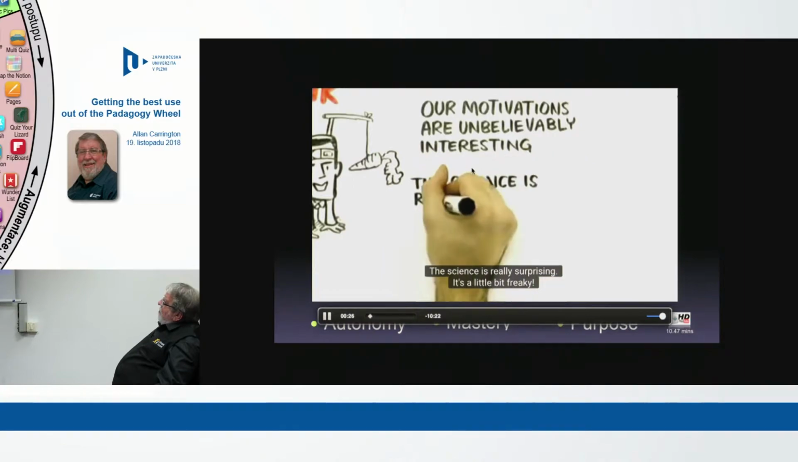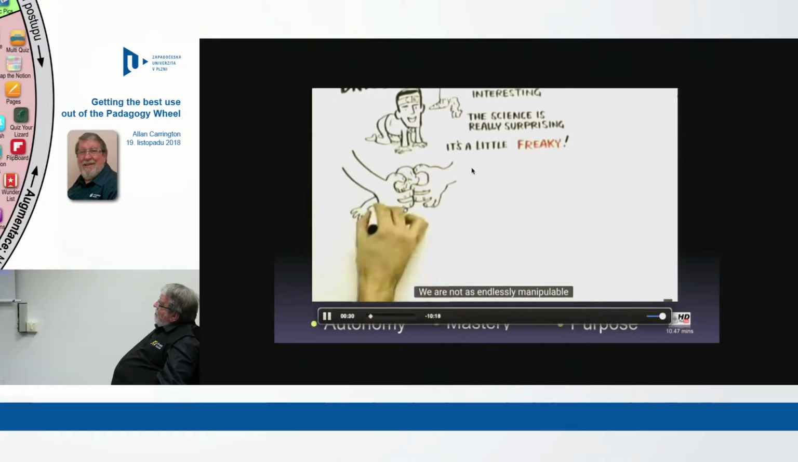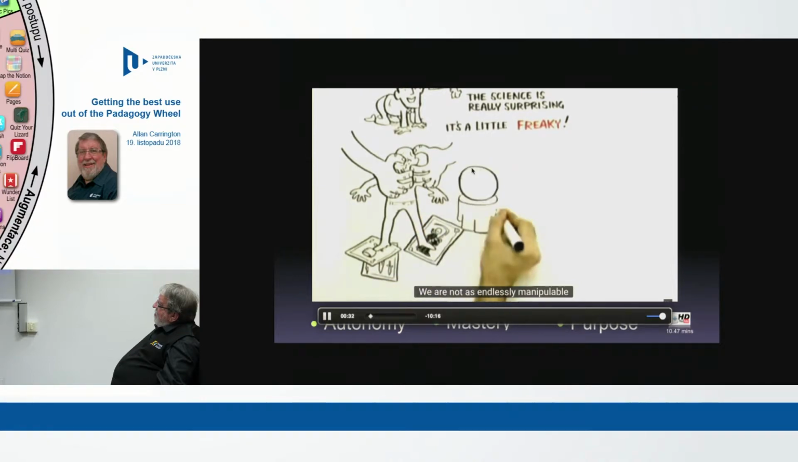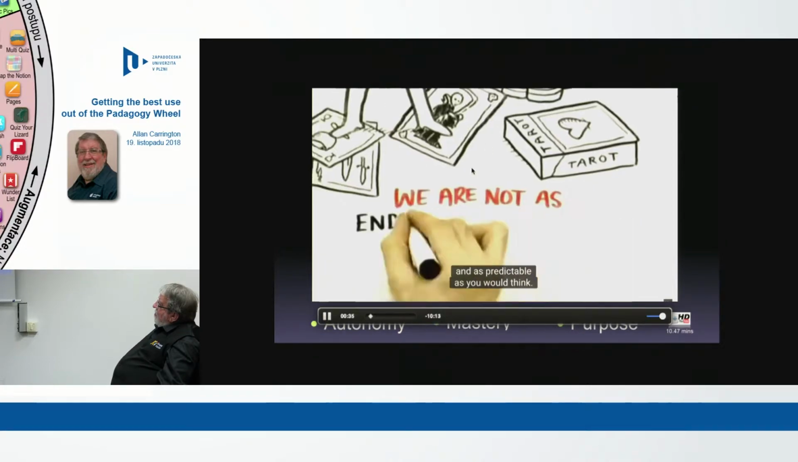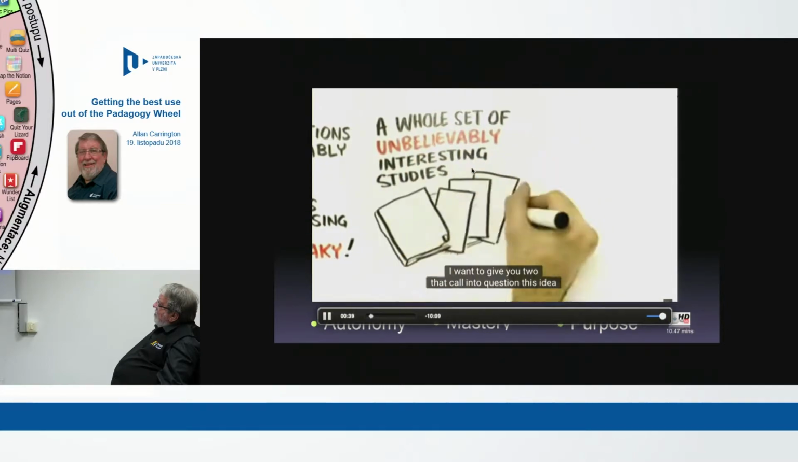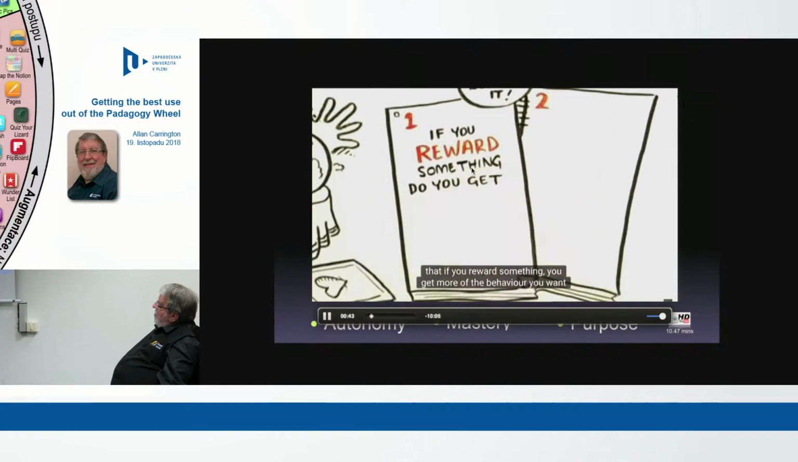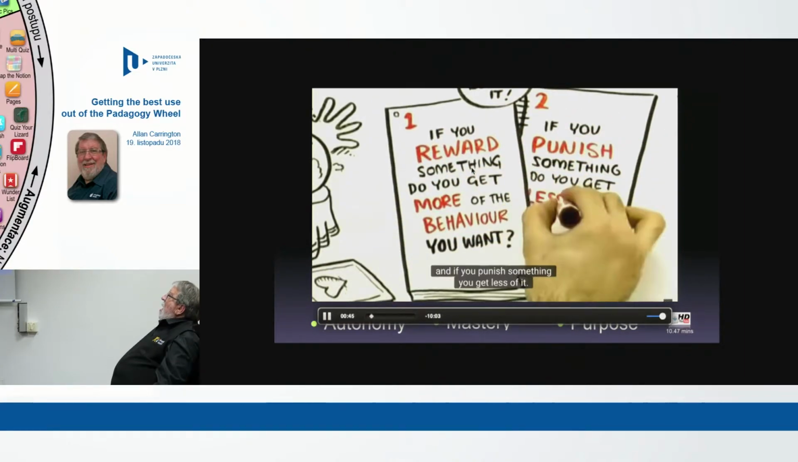The science is really surprising. The science is a little bit freaky, okay? We are not as endlessly manipulable and as predictable as you would think. There's a whole set of unbelievably interesting studies. I want to give you 2 that call into question this idea that if you reward something, you get more of the behavior you want. If you punish something, you get less of it.